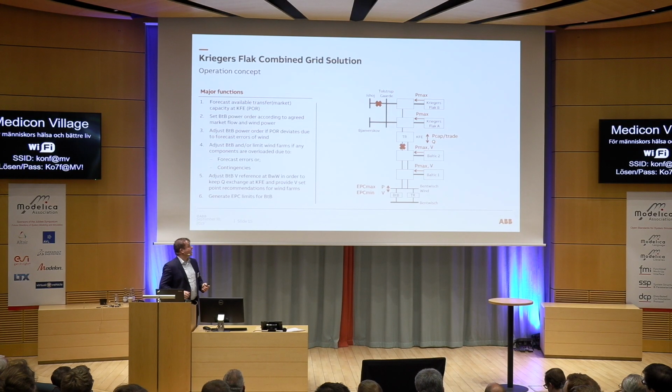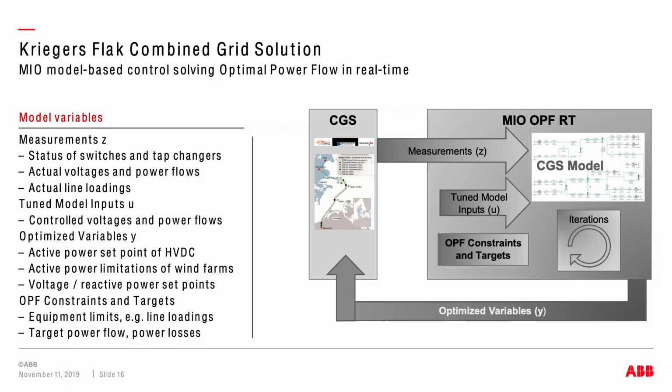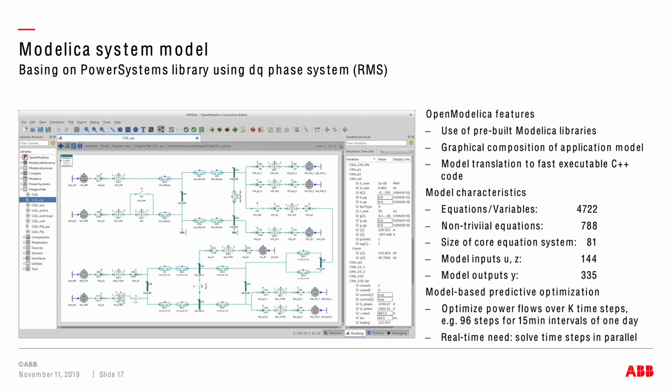And all those functions are implemented with a model of the interconnector and the model-based control. Here's a screenshot. In this case, we use OpenModelica for the modeling. So you see, it's basically the Power Systems library plus some specific components. And the whole model has a size of roughly 5,000 variables. If you reduce the trivial variables, like stemming from connections, we have 788 non-trivial variables.